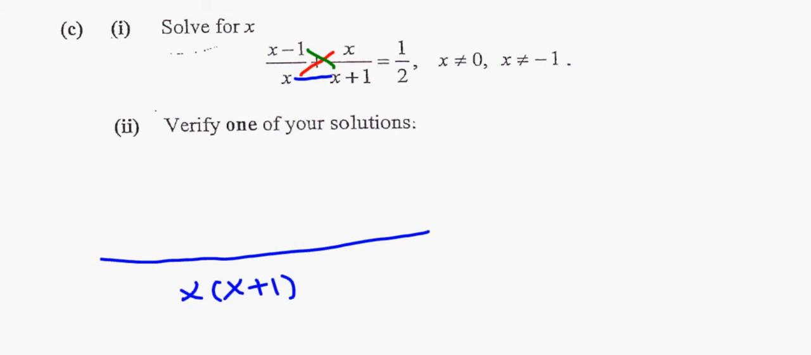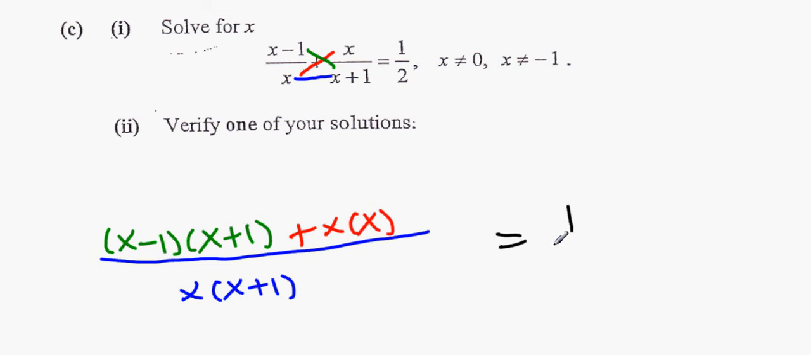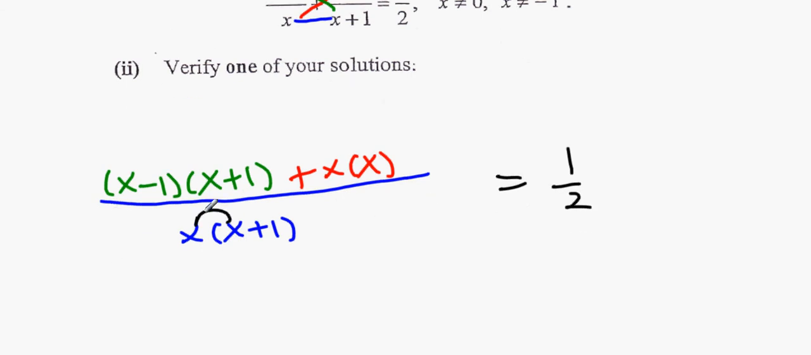The green line means x minus 1 multiplied by x plus 1. The red line means x multiplied by x, which is x squared. And all of this equals a half. So what we're going to do is multiply out this side and then tidy it up. So we get x times x, x times 1. Okay, so what's going to be on the bottom is x squared plus x.